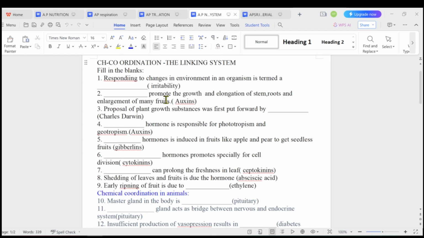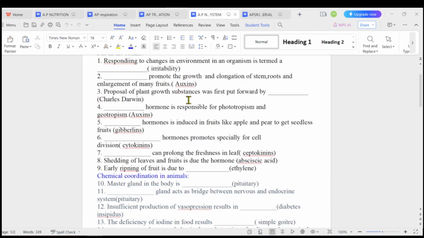So this question is related to the plant hormone. Here the question is, which hormone is helpful for the growth of the stem, root and the enlargement of the fruits? It is nothing but none other than the auxins.